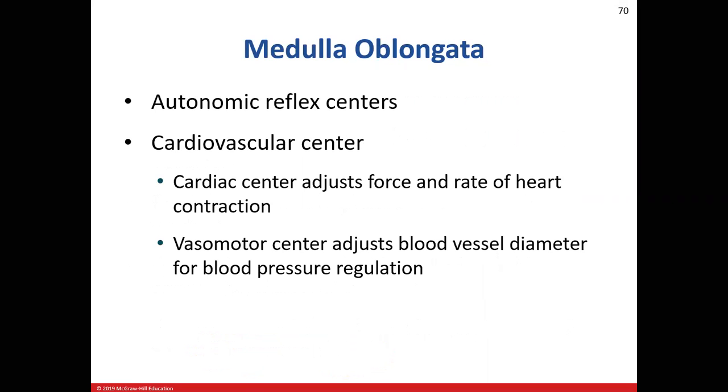So in the medulla oblongata, we have what we know as autonomic reflex centers. These are going to be reflexes that involve a lot of our internal organs. It also contains a cardiovascular center, which, as I'm sure you can guess, involves the heart and our blood vessels. So the medulla oblongata helps to adjust the force and the rate of our heart contraction. But it also involves the vascular component of the cardiovascular system. And so the vasomotor center of the medulla oblongata helps to adjust the blood vessel diameter for blood pressure regulation. So it really is helping in dilation and constriction of those vessels.